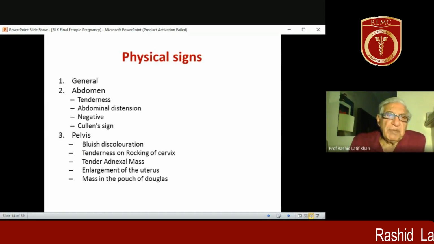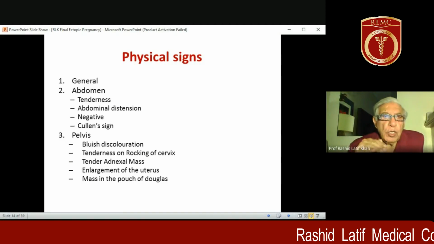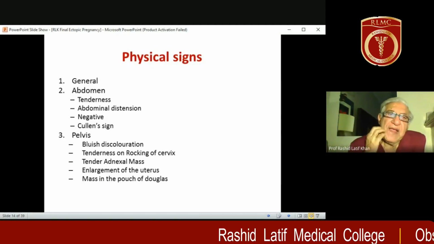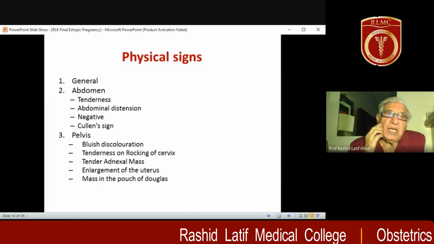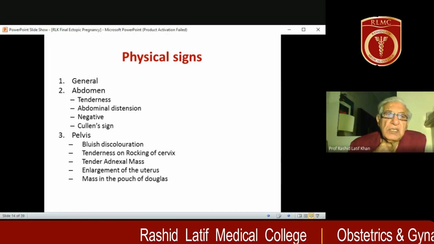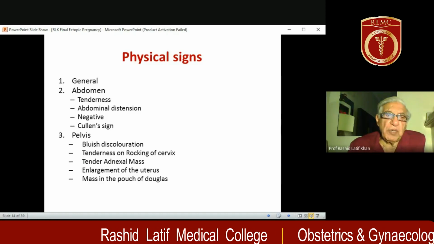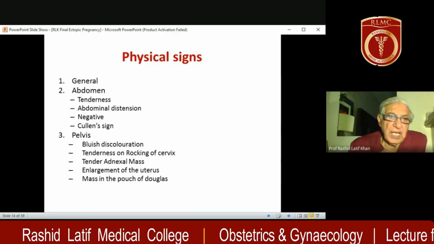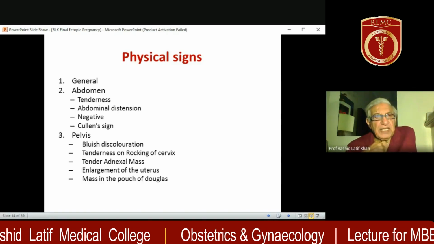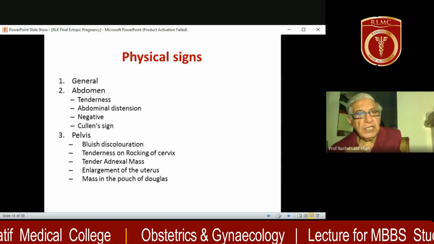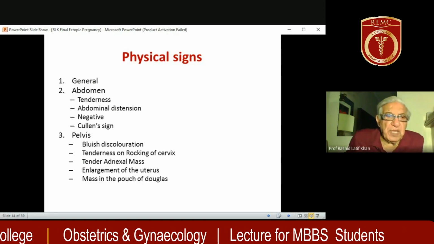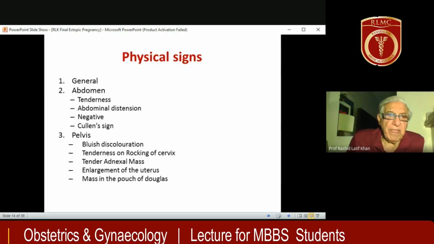When we do a general physical examination, blood pressure is low, pulse rate is high, pulse volume is low, and she looks pale. And when you examine, there's tenderness in the lower abdomen, and if there's a lot of blood, it will cause distension. And if the bleeding has been going on for too long, then bluish discoloration of the umbilicus appears, which is known as Cullen's sign.